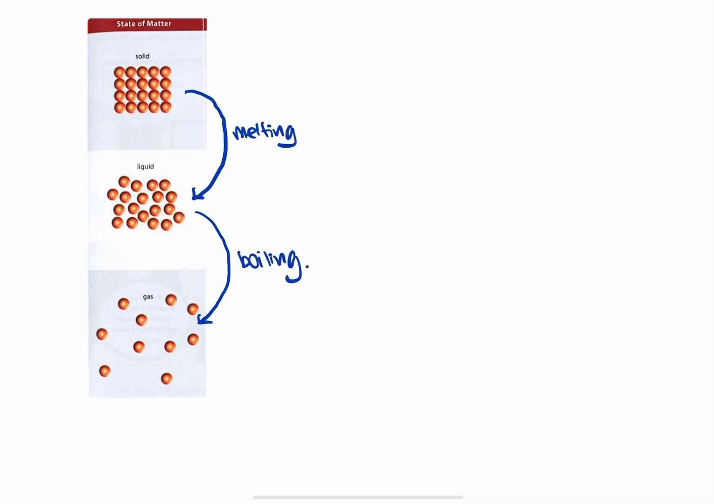Okay, so you can see, in order to move from a solid to a liquid, the distance between the particles must increase. Okay, so this is the key thing in the melting process. Energy is required. Okay, so let me state down clearly: energy is required for state change.